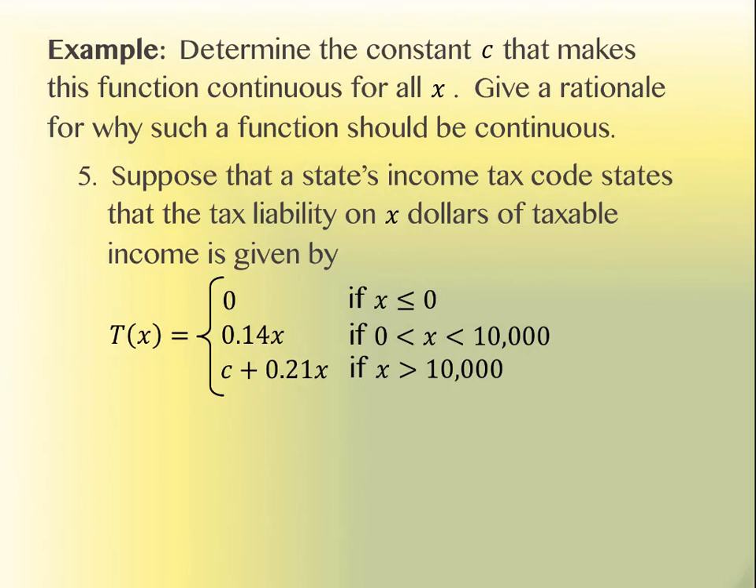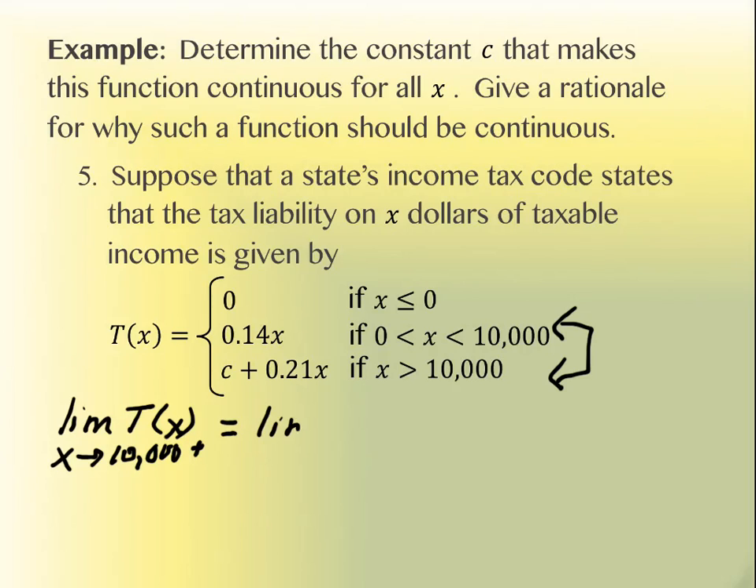All right, now we're going to determine what the value for C is. In order for this to be continuous, these two pieces of the graph right here and here have to have the same limit. They have to approach the same limit value. That is, the limit of my function t of x as x approaches $10,000 from the right has to equal the limit of t of x as x approaches $10,000 from the left. They have to be approaching the same value. So how would I get that to happen?